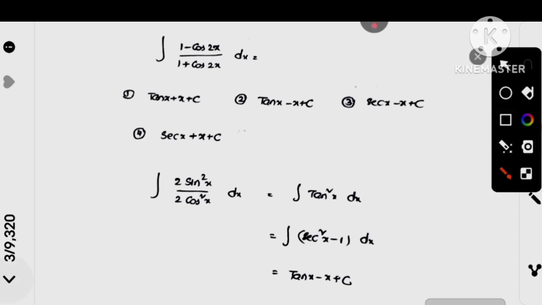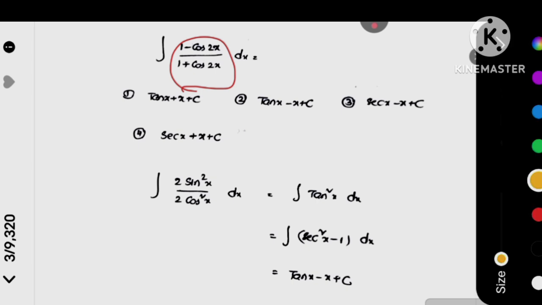The question is integral 1 minus cos 2x by 1 plus cos 2x. Okay. So here also first write the formulas of 1 minus cos 2x and 1 plus cos 2x. See here. What is 1 minus cos 2x formula? 1 minus cos 2x is equal to 2 sin square x. And what is 1 plus cos 2x formula? 1 plus cos 2x is equal to 2 cos square x.